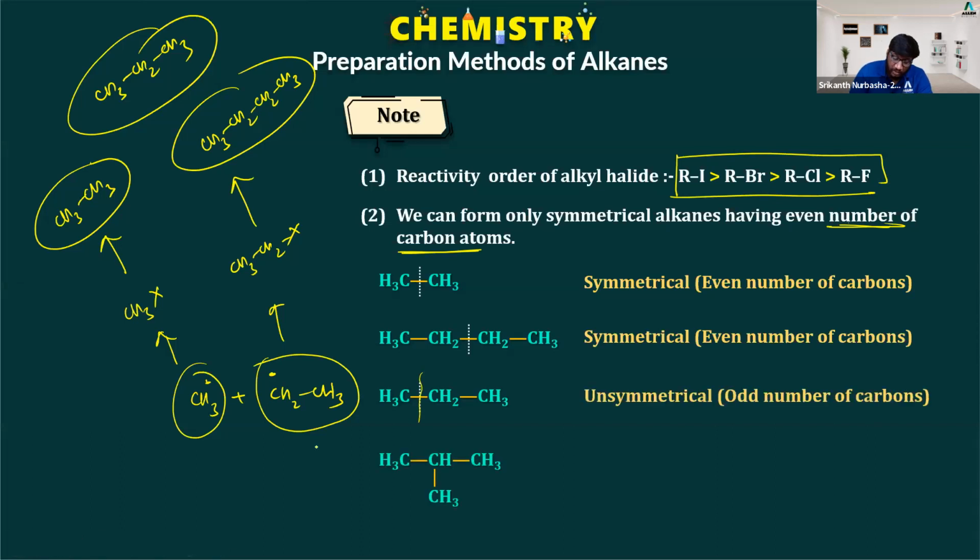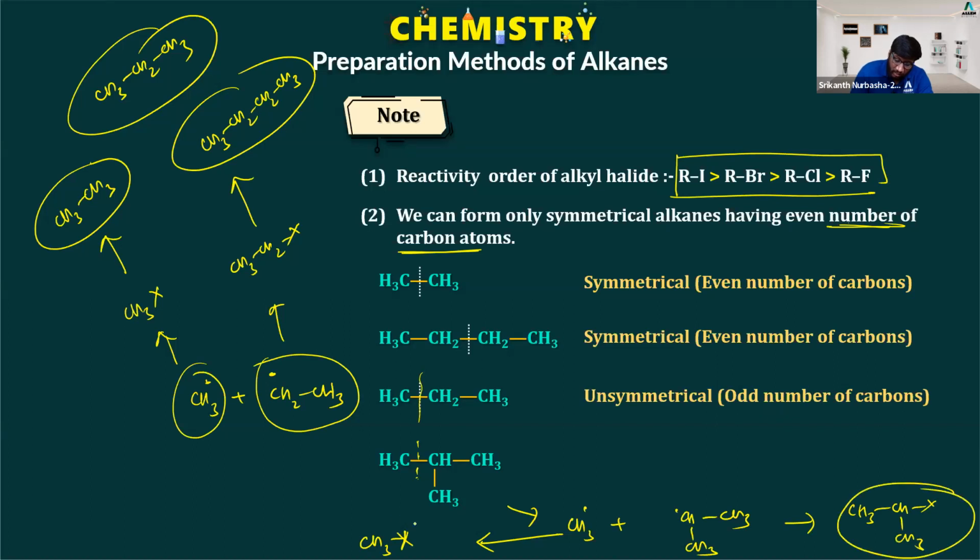Unsymmetrical, odd number of carbon atoms. CH3 CH CH3 CH3: again, is it symmetrical or unsymmetrical? Unsymmetrical, even number of carbon atoms. To produce this, I have to take CH3 dot and CH dot CH3 CH3. The CH3 dot is obtained from CH3X, and this will be obtained from CH3 CHX CH3.